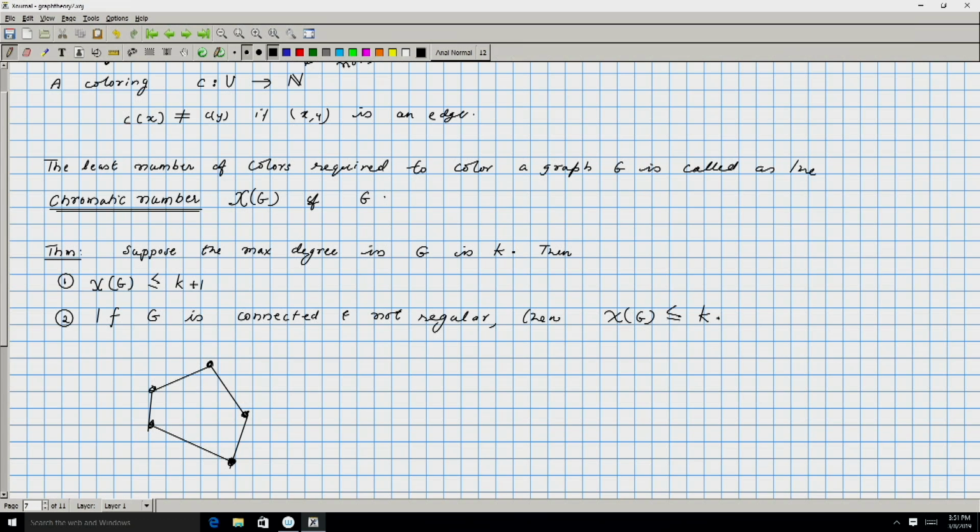Okay, for example, if you take the pentagon, which is a 2 regular graph, we can see that we require at least 3 colors. But if you look at, let us say, the square, this is a 2 regular graph and it can be colored with 2 colors. So, the second condition just states that if you are guaranteed that it is not regular, then you do not need more than the max degree number of colors. So, let us prove that part.